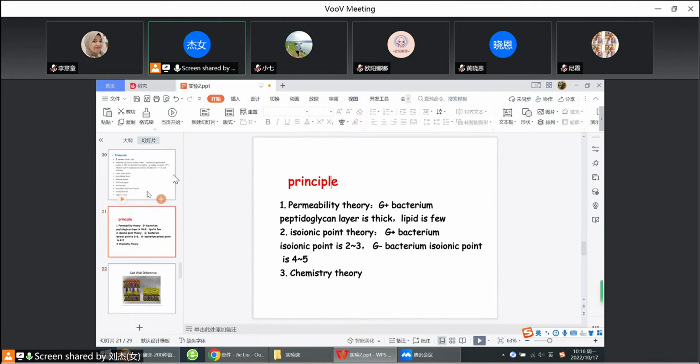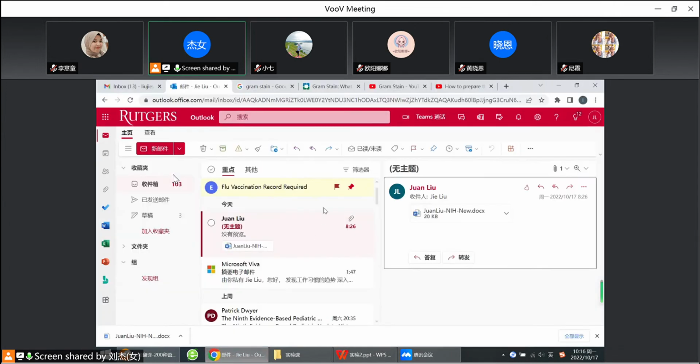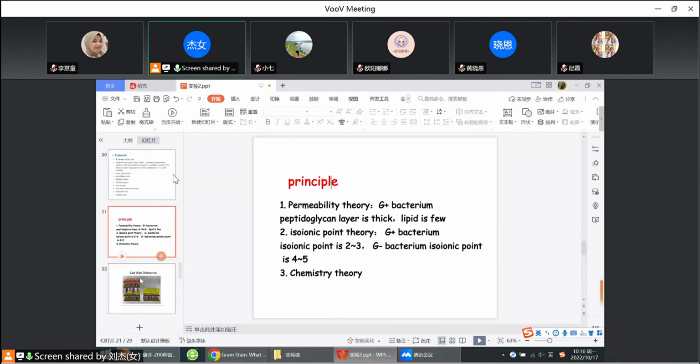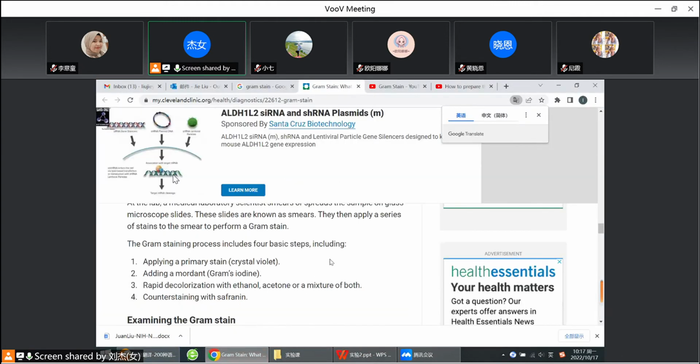There are also materials and the principles for this experiment. You can write down these 3 slides in your lab report. And what's more, I want to show you something important beside our slides.